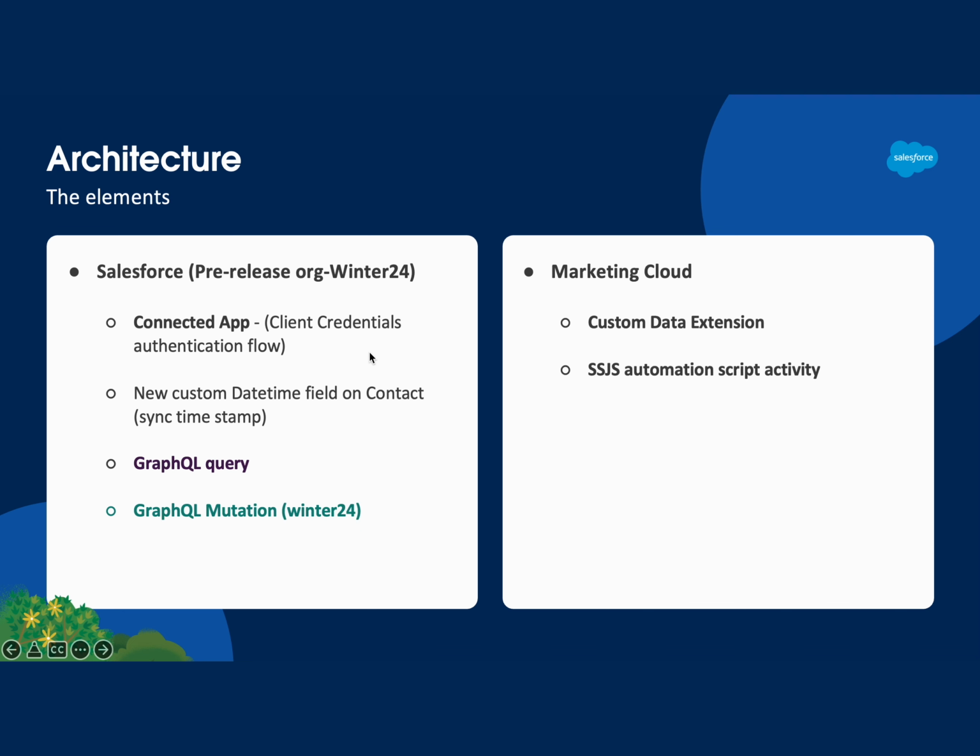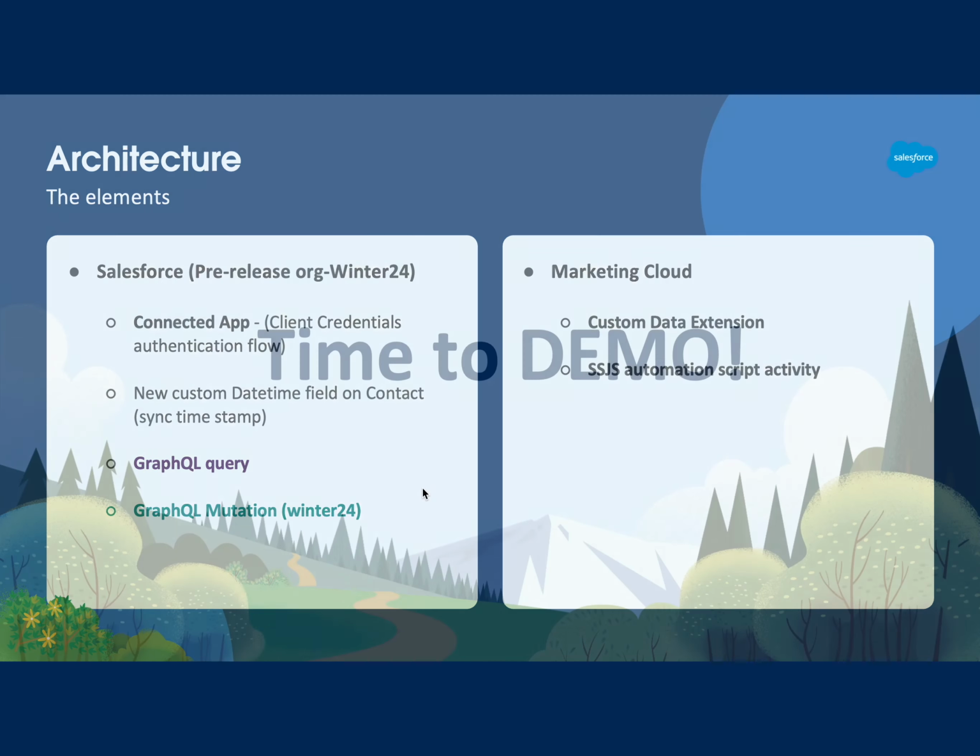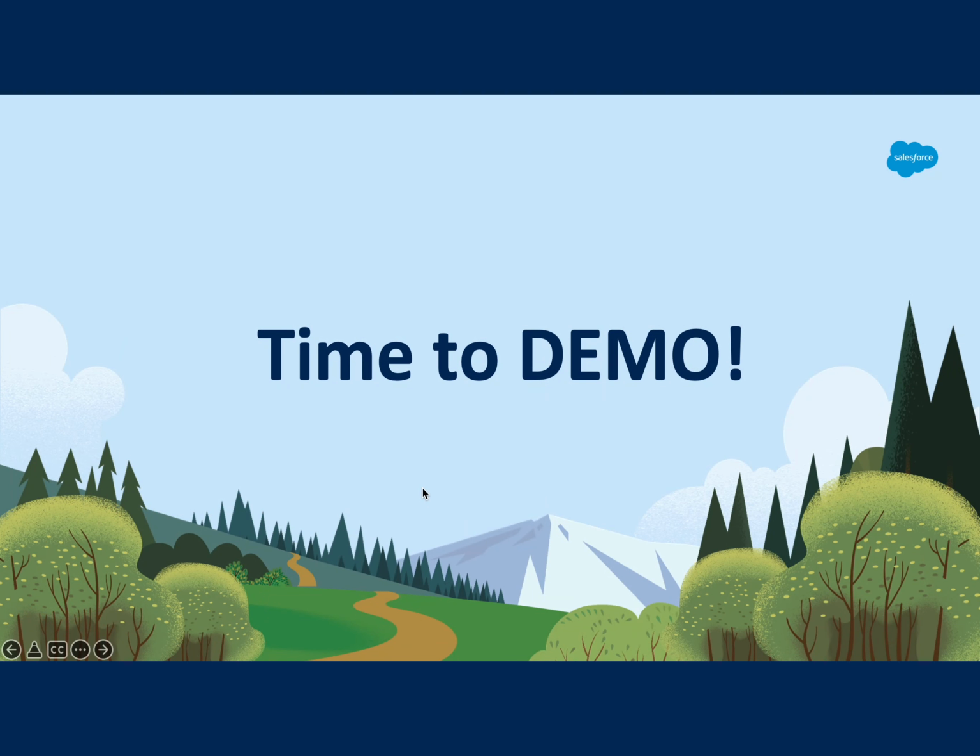We will create a new datetime field on Contact for syncing, for timestamping the sync time. So when this was synced into Marketing Cloud, the GraphQL query itself and the GraphQL mutation, again, on Winter '24. On the other side of Marketing Cloud, just two things: a custom data extension and a server-side JavaScript automation activity. So it is time to demo.